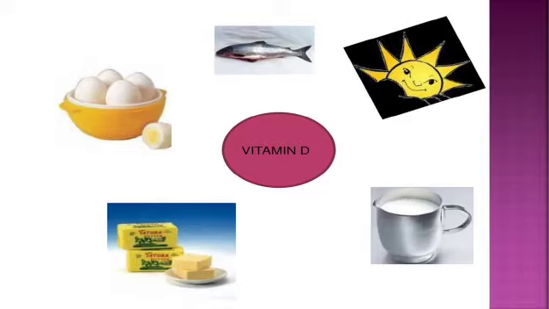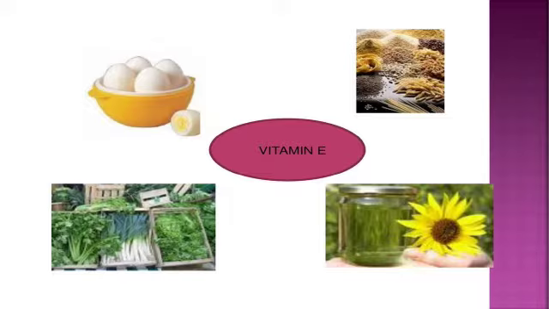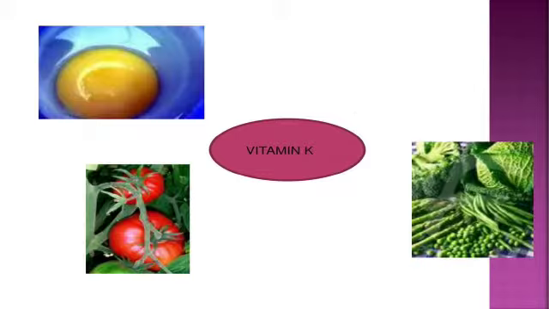So what about vitamin D? We get it from egg, butter, fish, milk and also in the presence of sunlight. If our body is exposed to sunlight, vitamin D is produced in our body. So we get vitamin E from egg, green leafy vegetables, whole grains and sunflower oil. So we get vitamin K from egg, tomatoes and green vegetables.